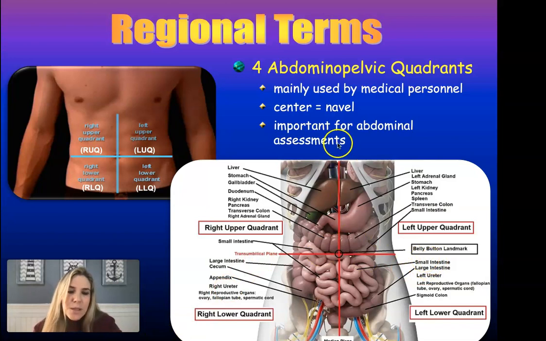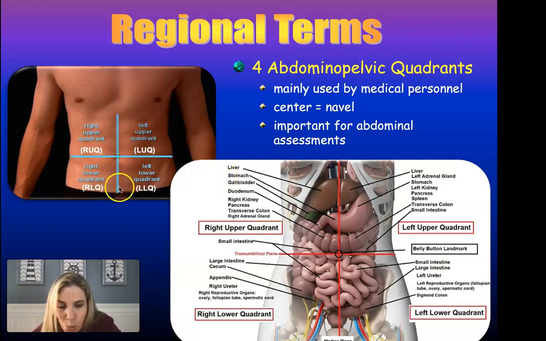And then you're basically dividing these quadrants by the different planes that we just talked about. So you have a mid-sagittal plane going down here, whereas you have a transverse plane here. Both this mid-sagittal and this transverse plane are going to cross at the umbilicus, or the belly button.